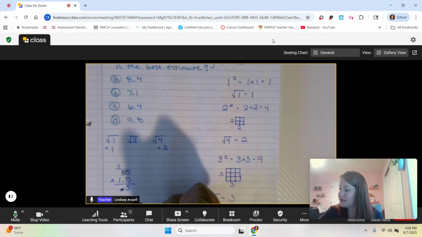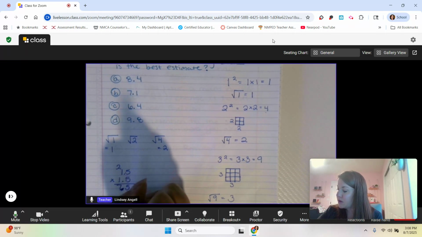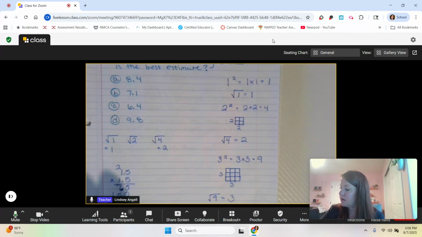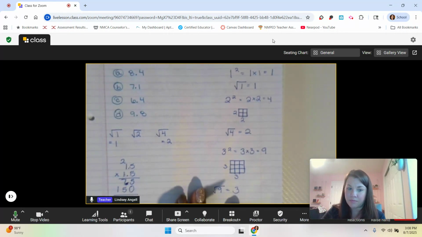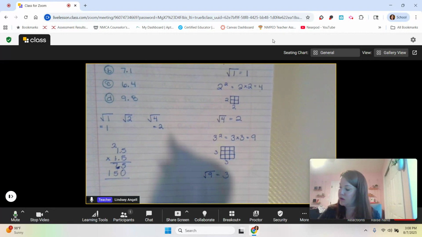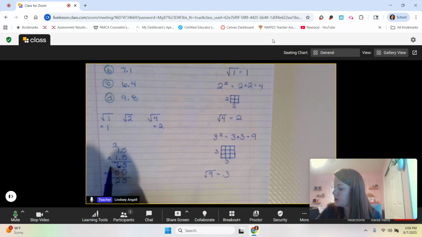5 times 1 is 5, plus 2 is 7. I'm going to annex my 0 so that I can start multiplying by the 1. 1 times 5 is 5. 1 times 1 is 1. Oops, let me move it up so you can actually see it. Add them together. We get 5. 7 plus 5 is 12. I'm going to drop my 2, carry my 1, and 1 plus 1 is 2.